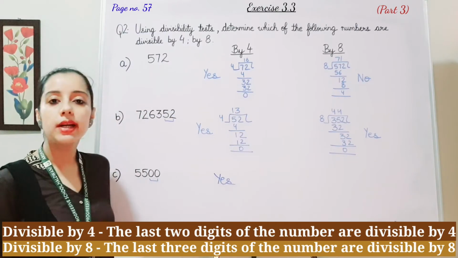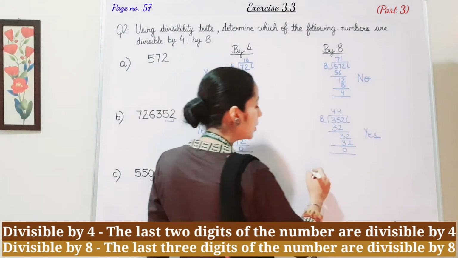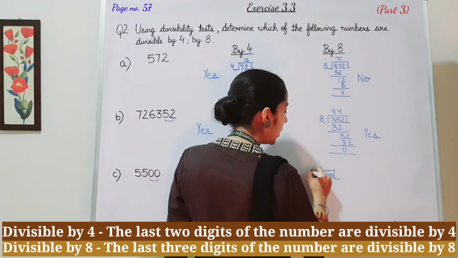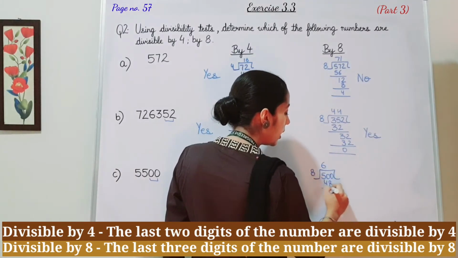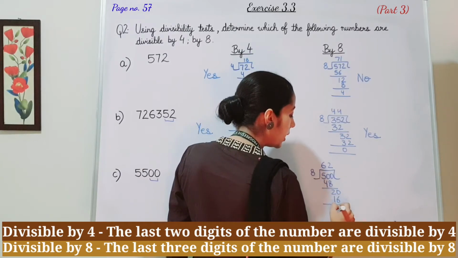Now let us check divisibility by 8. Take the last 3 digits, that is 500. So divide here 500 by 8. 8 sevens are 56. 8 6s are 48. And 20. 8 2s are 16. So we have a remainder left.